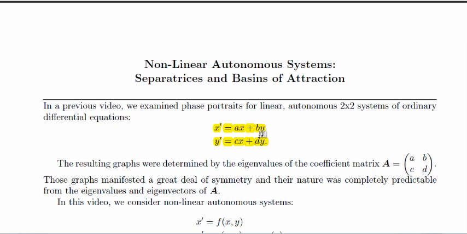and basins of attraction. For linear systems, the resulting graphs were determined by the eigenvalues of the coefficient matrix A. Those graphs manifested a great deal of symmetry, and their nature was completely predictable from the eigenvalues and eigenvectors of A. Now, in this video, we're going to consider nonlinear systems.